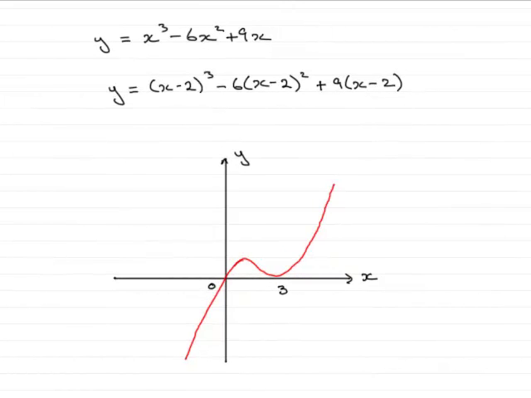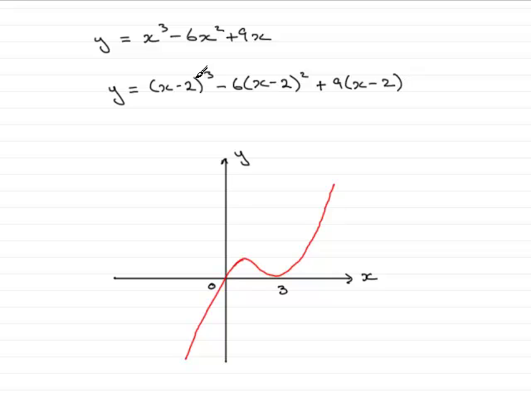Now in this part of the question, what we've got to do is to sketch the graph then of y equals (x minus 2) all cubed minus 6 times all of (x minus 2) squared plus 9 times all of (x minus 2). And we're to use the previous part to help us. In the previous part, remember, we sketched the graph here of y equals x cubed minus 6x squared plus 9x. So how's it going to help us?